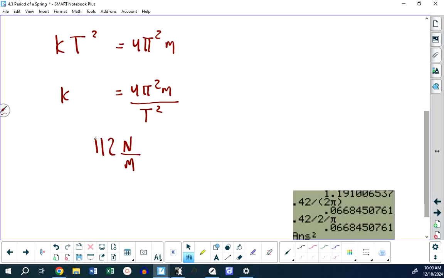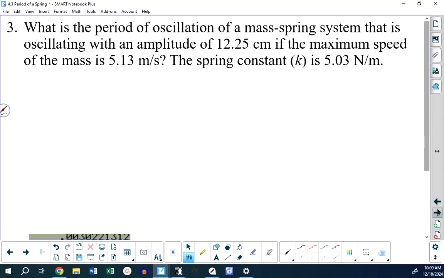What we're really getting today is practice using a new formula. That's what it boils down to. Tomorrow will be your opportunity to confirm that that formula works, because you'll be given a spring and a variety of masses and a stopwatch. Take a look at number 3.